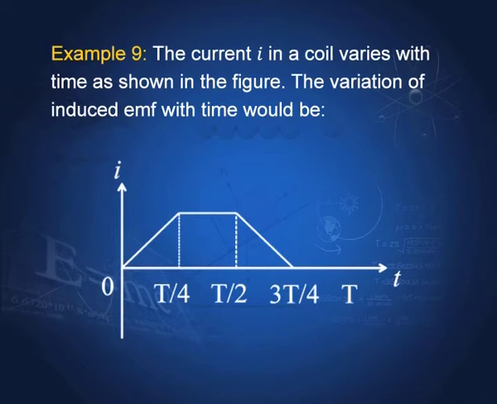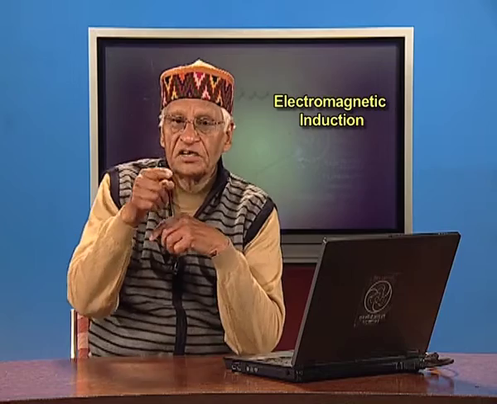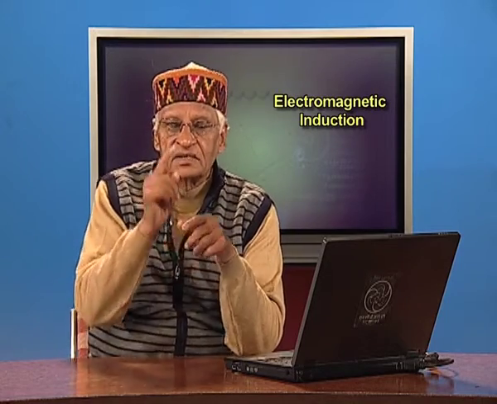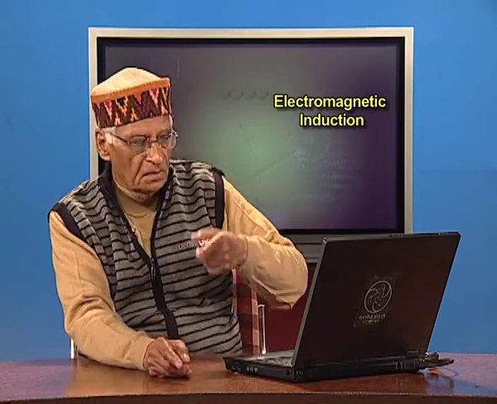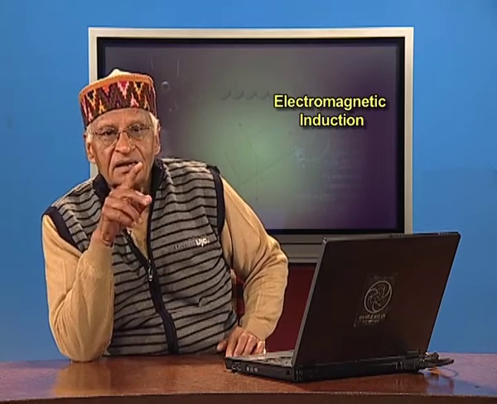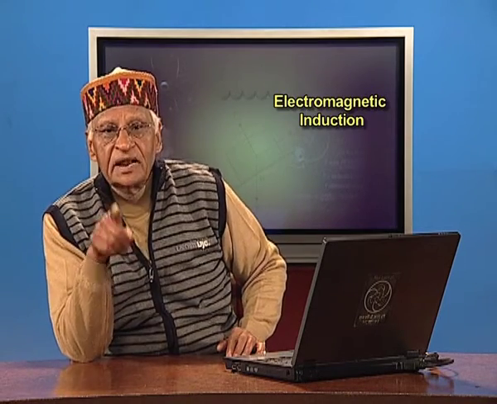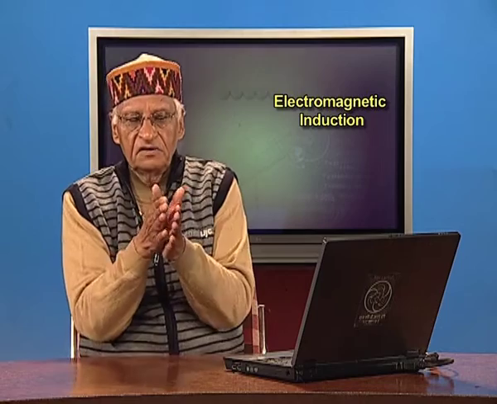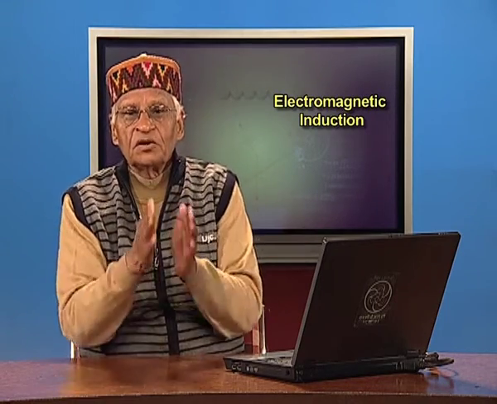The current I in a coil varies with time as shown in the figure. You see, the current varies, it increases, becomes constant and then decreases. The variation of induced EMF with time would be, remember there is a sign, the epsilon is minus d phi by dt, there is a sign minus there. So, you remember, and if there is no d phi by dt, then epsilon is 0. If the flux is steady, then epsilon is 0.